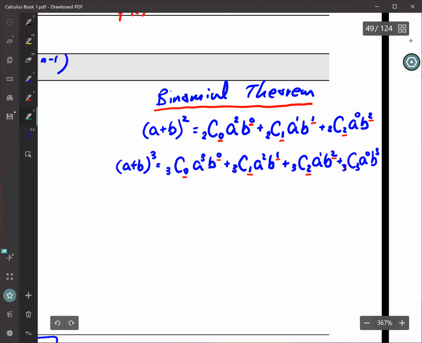Let me use a green color. So you look at the 3, 2, 1, 0. The exponent for A goes down, while the exponent for B goes up. So if you simplify this, it will give you the expansion of the cubic. So I would like everybody to take out your calculator and see if we can find the button. The button should look like this, nCr. If you are able to find it, can you raise your hand?